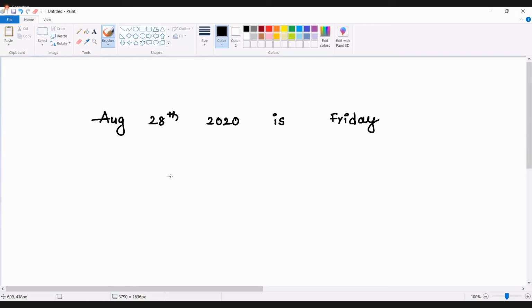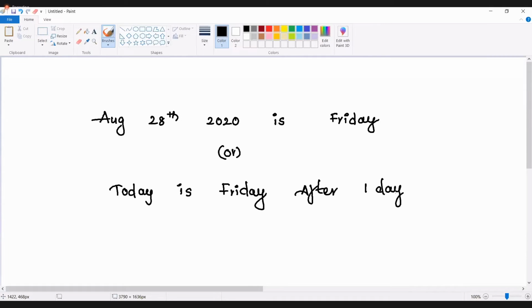Or otherwise the same data will be projected as "today is Friday." Both are the same, no difference. They have given the data: today is so and so day. What is the day after 1 day? What is your answer, my dear students? If today is Friday, the day after 1 day, the answer choice is going to be Saturday.